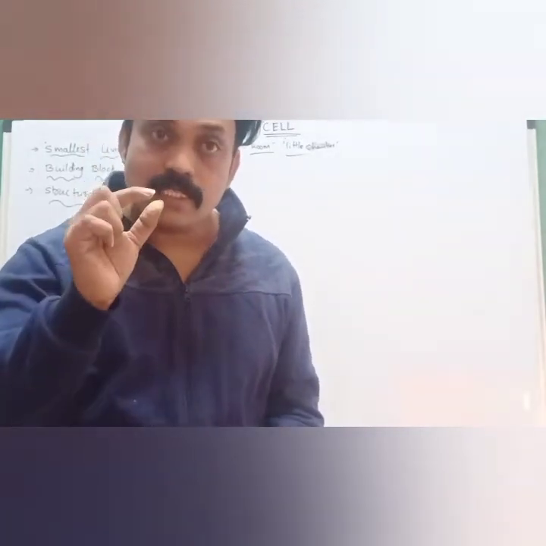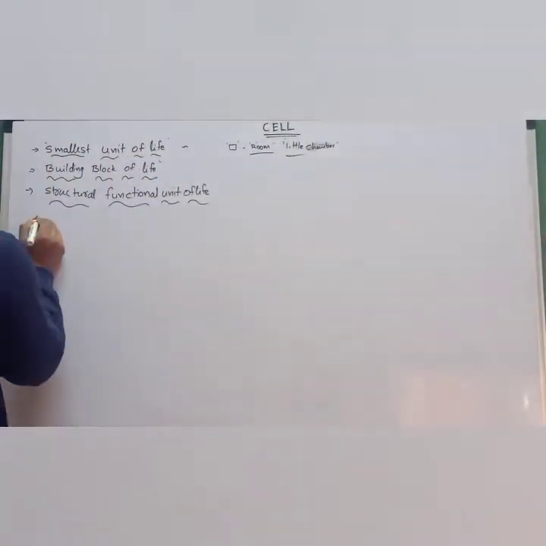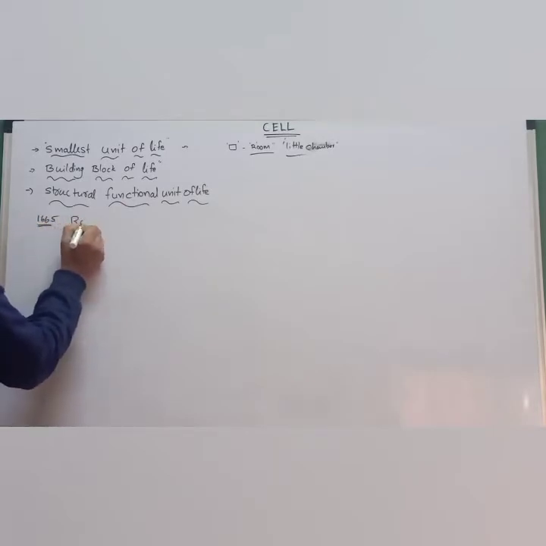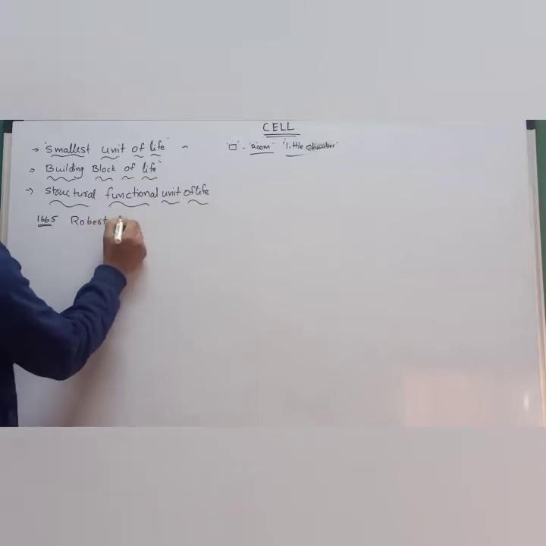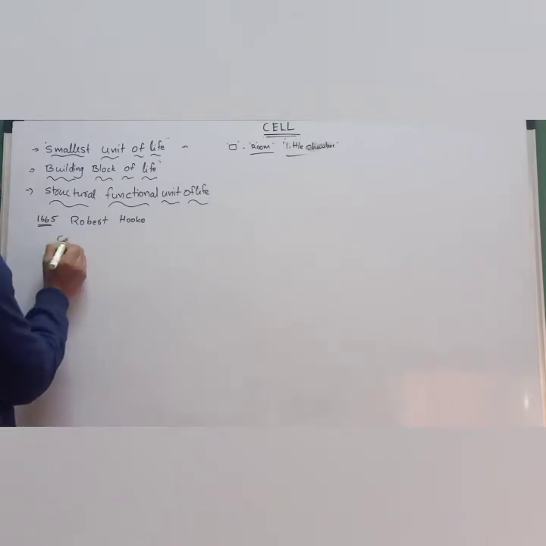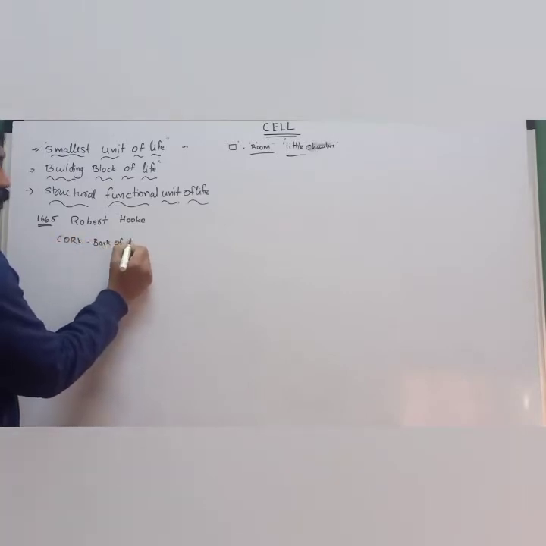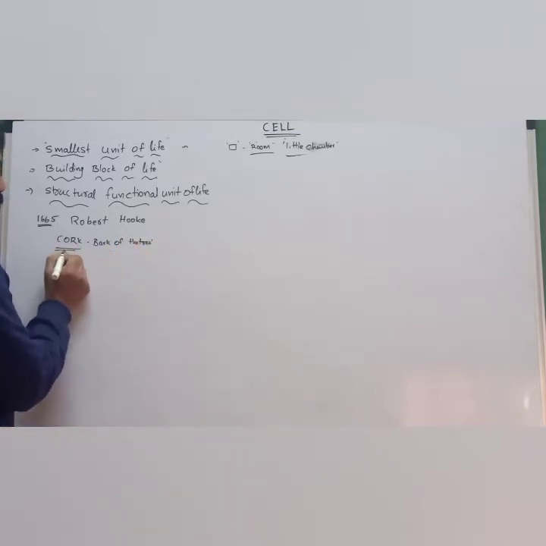Who observed cells for the first time? In 1665, the scientist was Robert Hooke. He did some experiments. He observed the bark of a tree. Cork means the bark of the tree. Especially, he observed cork cells.